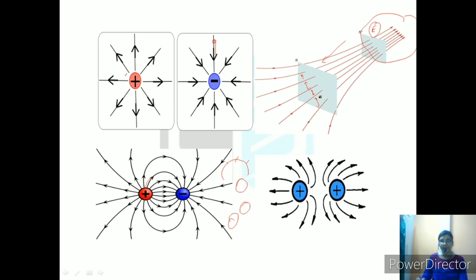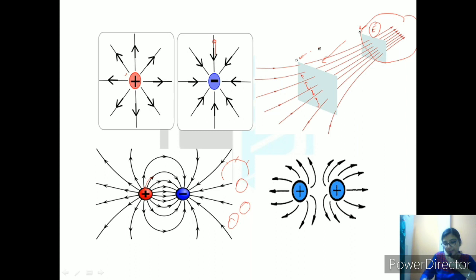Clear? So this is called a non-uniform electric field. Here at this point, the strength of the electric field is more, and at this point the strength of the electric field is lesser. So is it uniform? Electric field, is it uniform? In this case it is not, right? So this is called a non-uniform electric field.